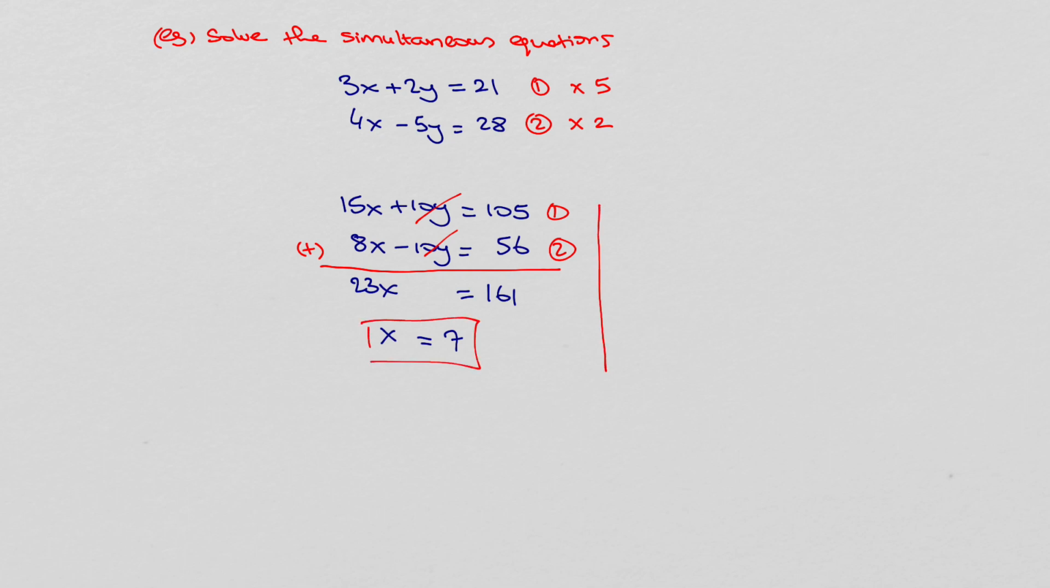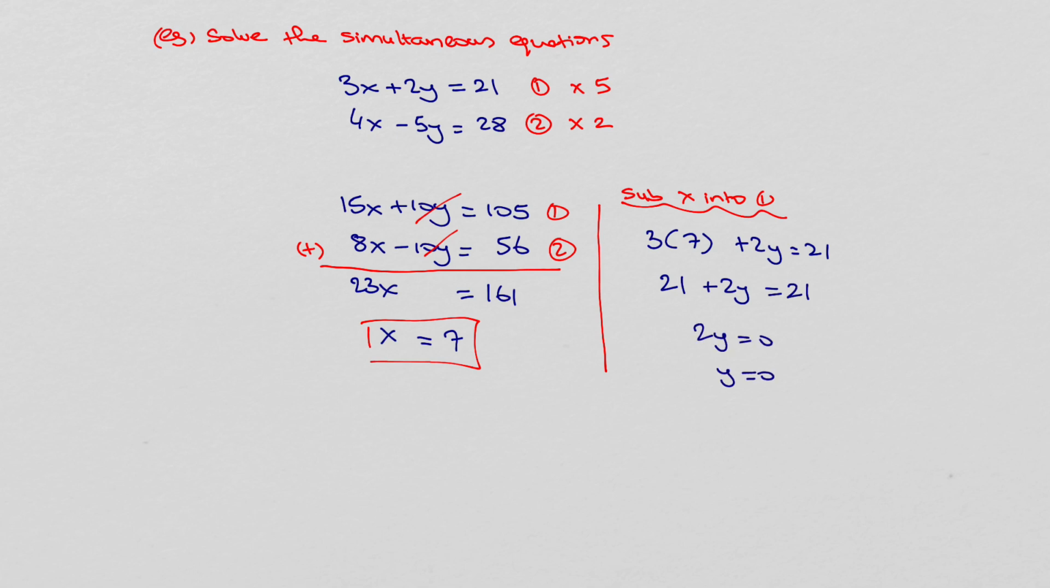Now I know what x is, I can then sub it back into either equation 1 or 2, and again it doesn't matter which one I choose. So I'm going to sub x into equation 1. So that's 3 times x, and x is 7, plus 2y equals 21. So 3 times 7 is 21. So if I subtract 21 from both sides, I get 2y is equal to 0, and therefore y is equal to 0.